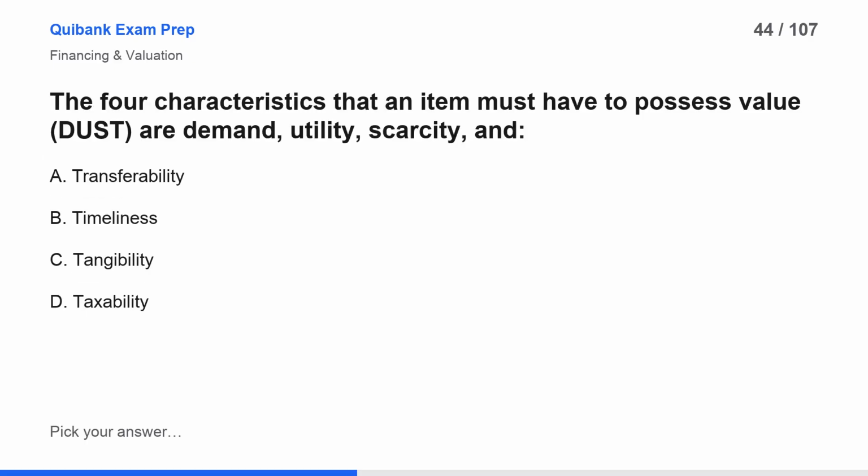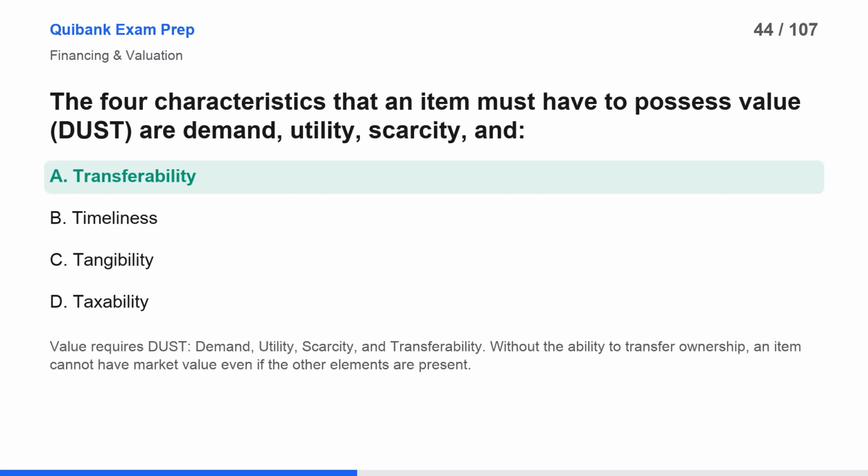Question 44. The four characteristics that an item must have to possess value, DUST, are demand, utility, scarcity, and A. Transferability. B. Timeliness. C. Tangibility. D. Taxability. The answer is A. Transferability. Value requires DUST: demand, utility, scarcity, and transferability.